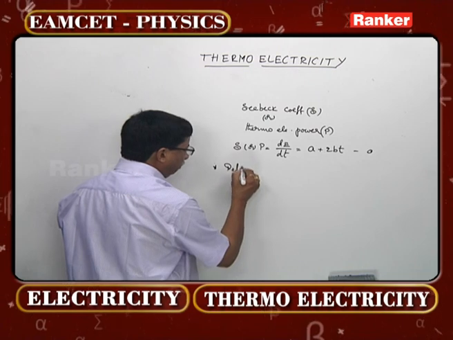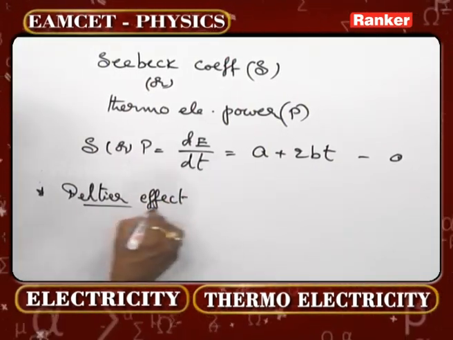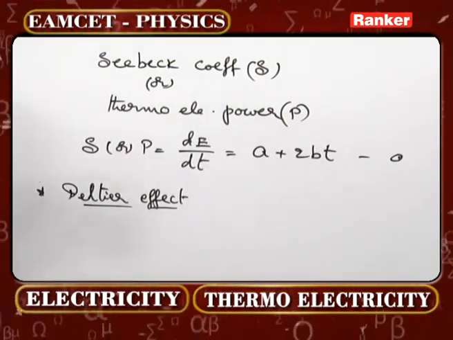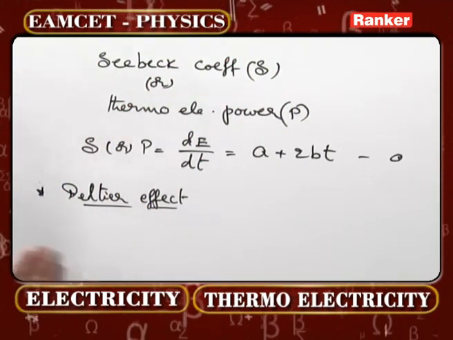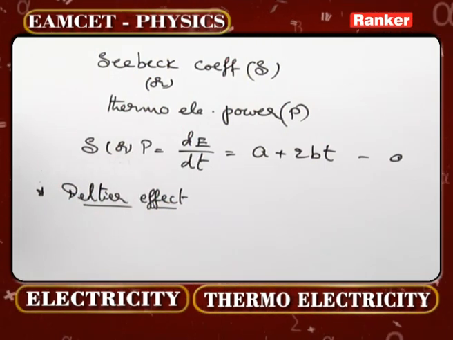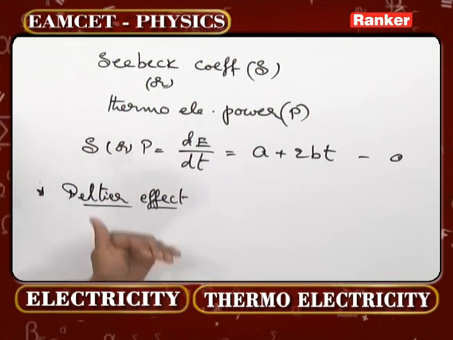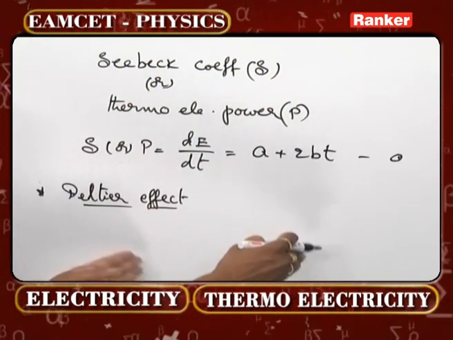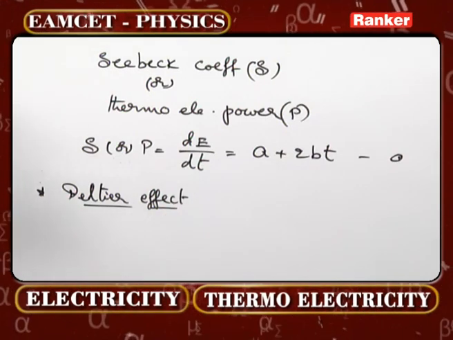What is the next one here? That is regarding Peltier effect. In fact, Peltier effect is simply the converse of Seebeck effect. When we apply a temperature difference, we get EMF in the Seebeck concept. Whereas in Peltier effect it is the other way. When you apply a potential difference across the junctions of a thermocouple, automatically heat is absorbed at one junction and evolved at the other junction, thereby a temperature difference is created across the junctions. That is the concept of Peltier effect.